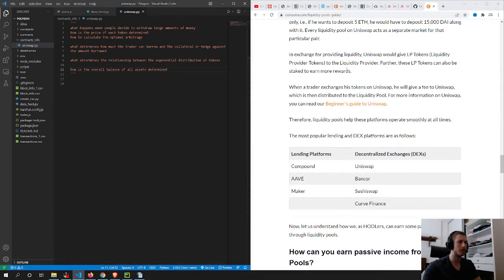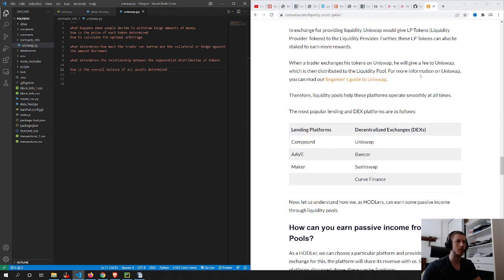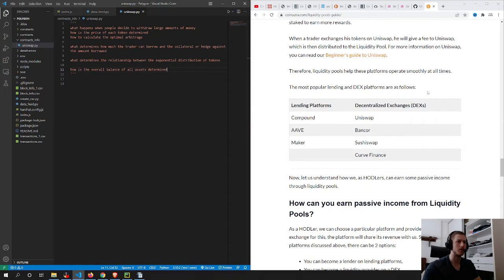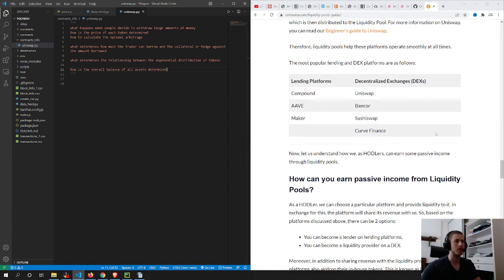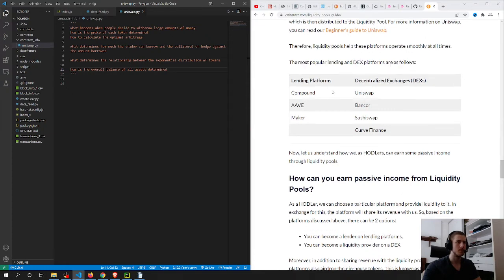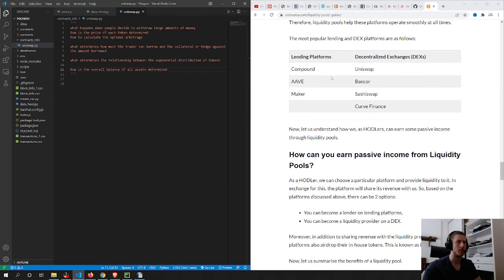When a trader exchanges his tokens on Uniswap, he'll give a fee to Uniswap, which is then distributed to the liquidity pool. For more information on Uniswap, you can read our beginner's guide to Uniswap. Therefore, liquidity pools help these platforms operate smoothly at all times. The most popular lending and DEX platforms are as follows: Compound, Aave, Uniswap, Maker, Bancor.